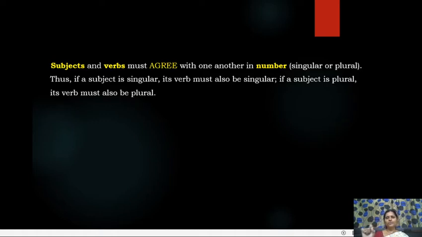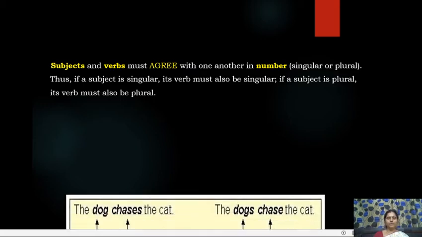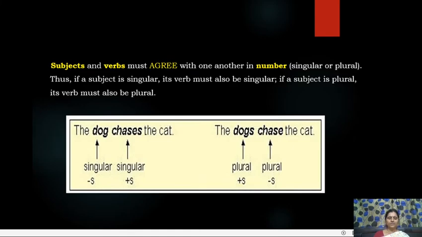We usually use verbs in a sentence too, and the subject and verb together must agree in number. Number means either singular or plural. If the subject is singular, then the verb also must be singular, and if the subject is plural, then the verb also must be plural. Let us see a very simple and basic example: The dog chases the cat.